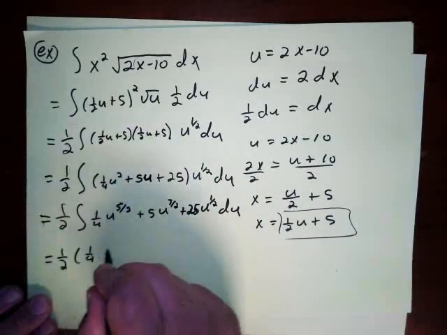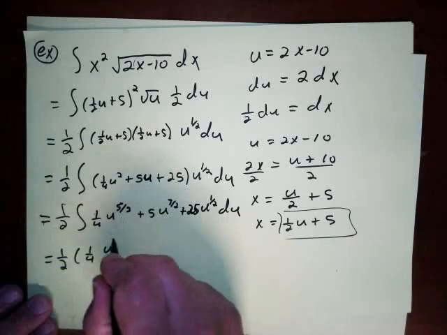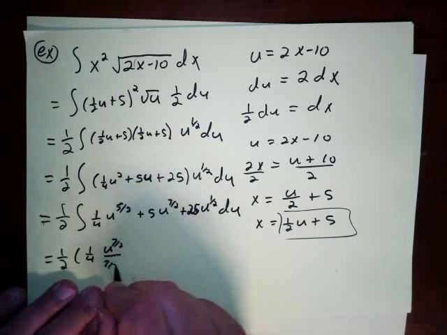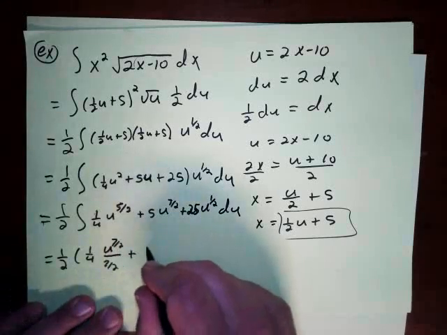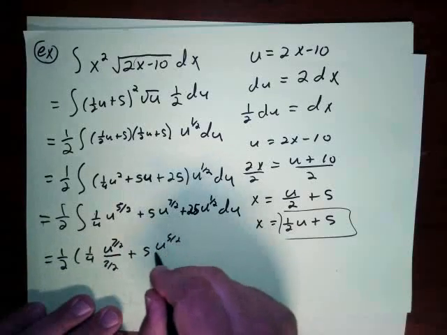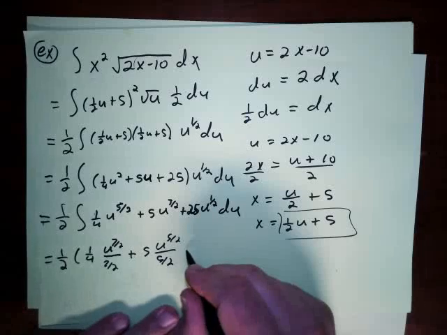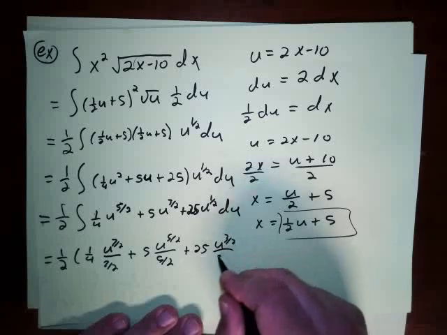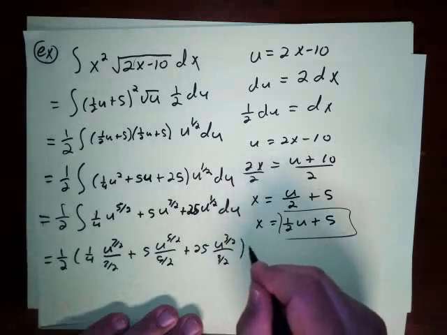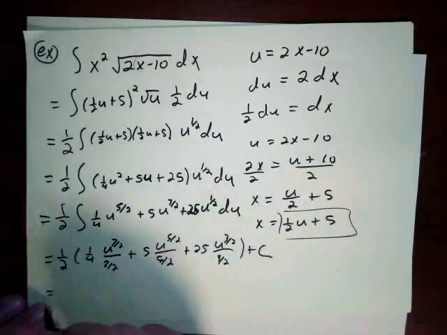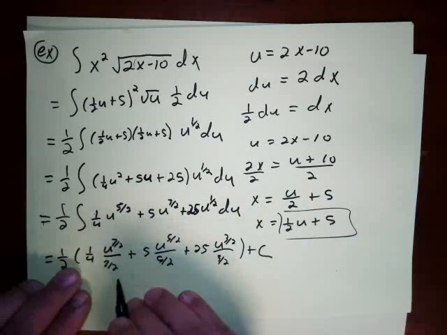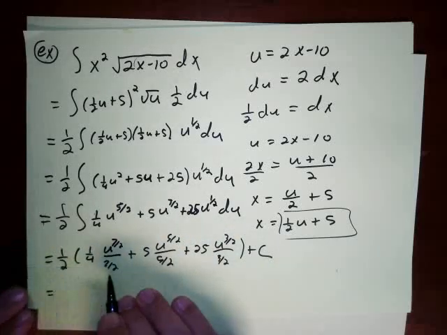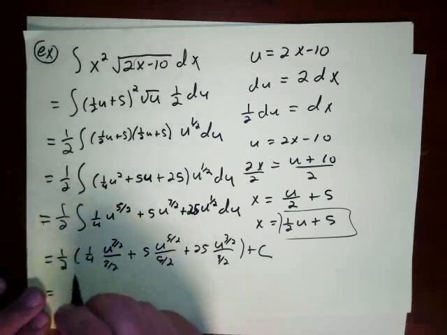So this would be 1/4 u to the 7/2, so I'm adding 2/2 each time, and then I have a 7/2 on bottom, plus 5u to the 5/2, 5/2 on bottom, plus 25, this would be u to the 3/2, 3/2 on bottom, plus c. Okay, so now I'm going to multiply the 1/2 through and invert. I'm going to try to invert and multiply.